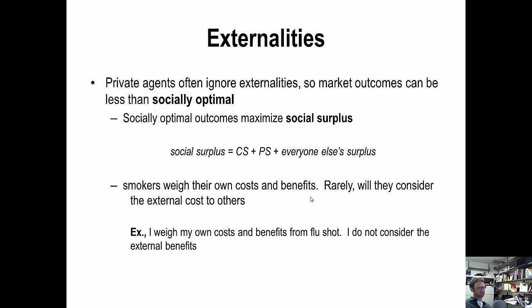When I make the decision to get a flu shot, I'm weighing my own private benefits and my own private costs. When I'm making the decision to smoke a cigarette, I'm weighing my own private benefits and my own private costs. I don't account for the external costs or external benefits that others realize. Even though if we're interested in maximizing society's welfare, if we want to maximize society's surplus, then we should really look at not only the private consumer surplus and the private producer surplus, we should also account for the surplus that gets generated for everyone else.